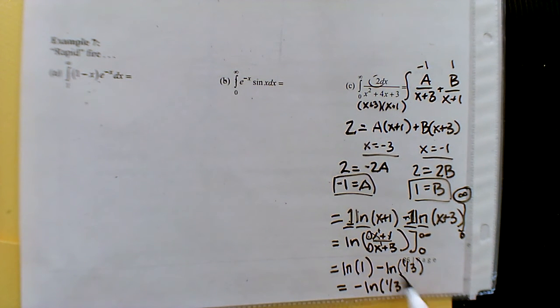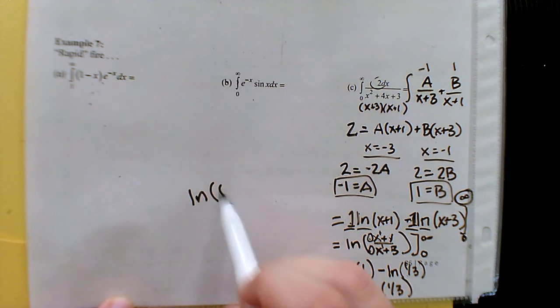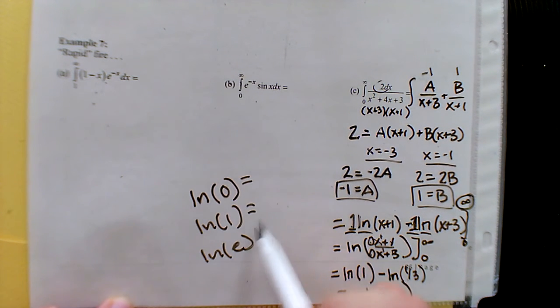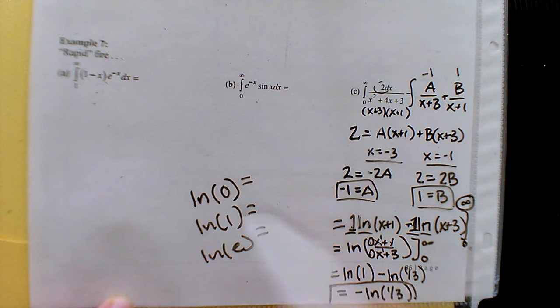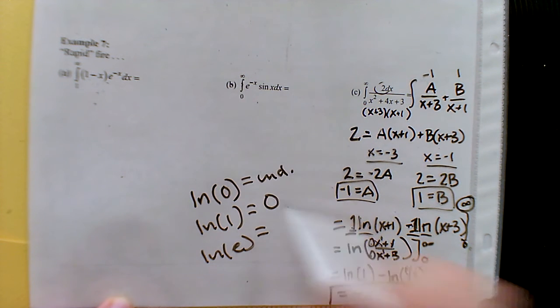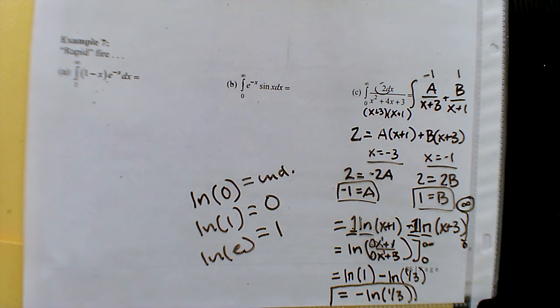I know they're hard, right? Do we remember the natural logs, the 3 that we gotta know? Natural log of 0, natural log of 1, natural log of e. Those are the ones you gotta know without a calculator. Natural log of 0? Undefined, doesn't exist. Natural log of 1? 0. Natural log of e? 1. Good.